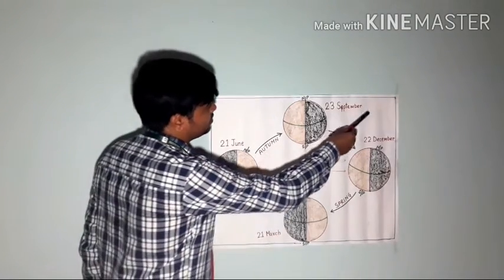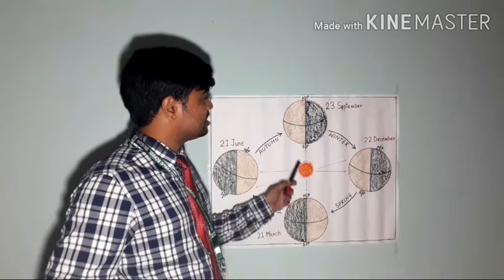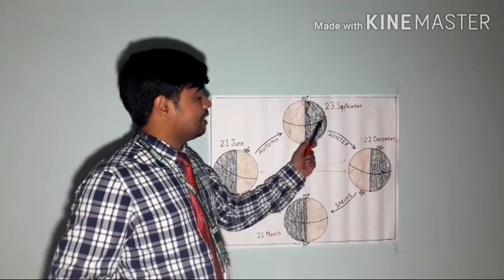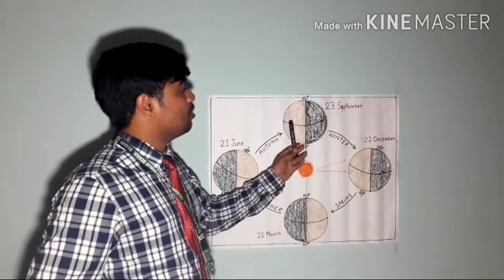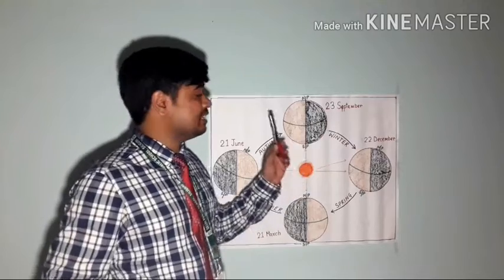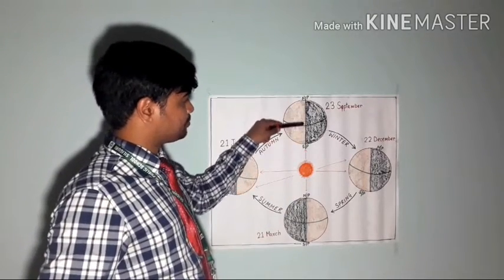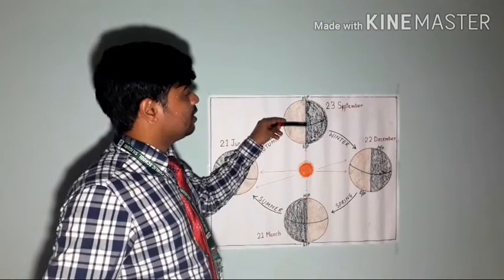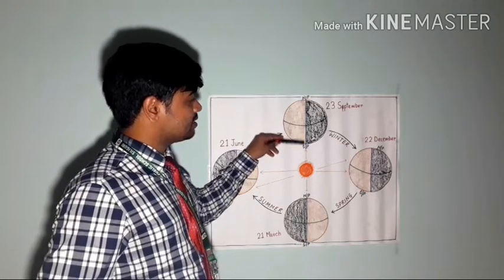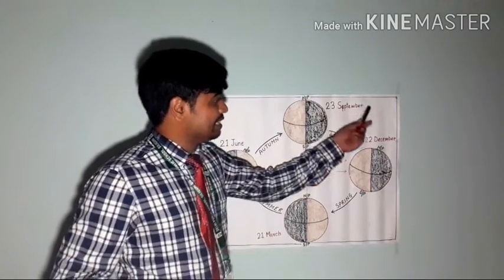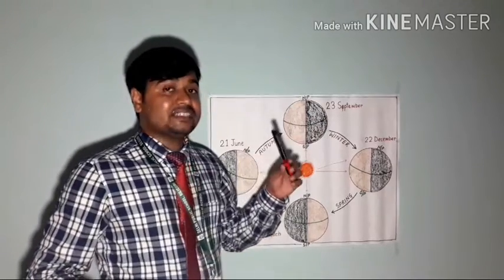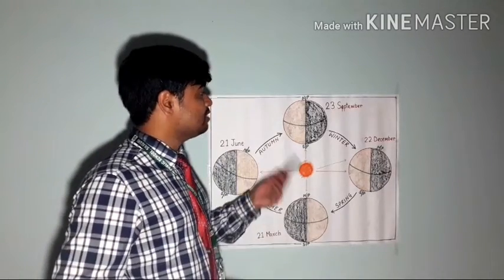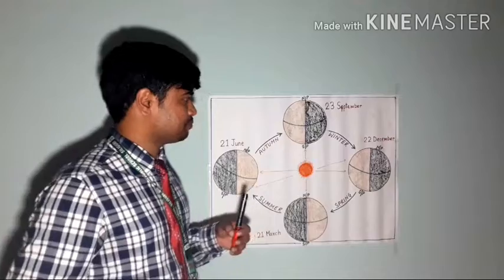Then on 23rd of September, sun rays fall directly over the equator, and on this date the length of day and night is equal in both hemispheres, because the equator divides the earth into the northern hemisphere and southern hemisphere, and on this date the equator gets vertical sun rays. That's why the length of day and night is equal in both hemispheres.